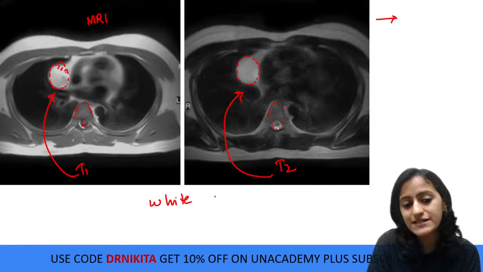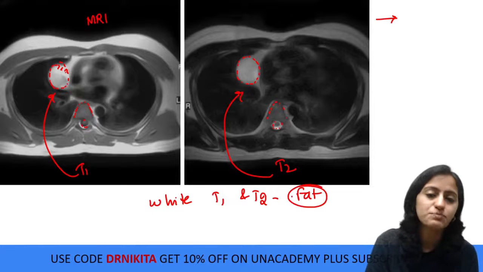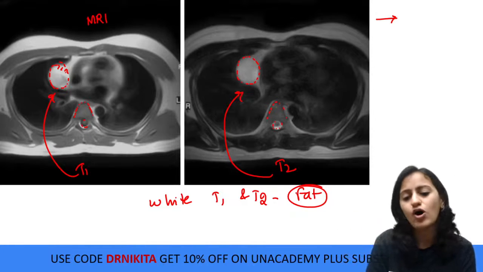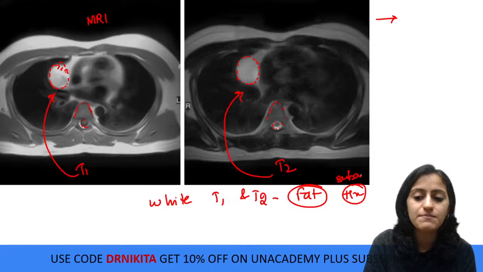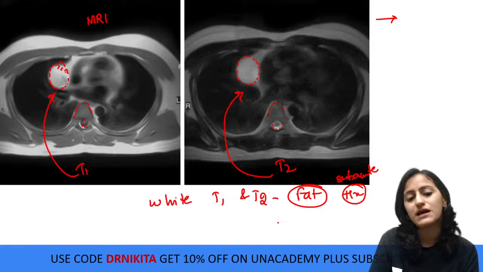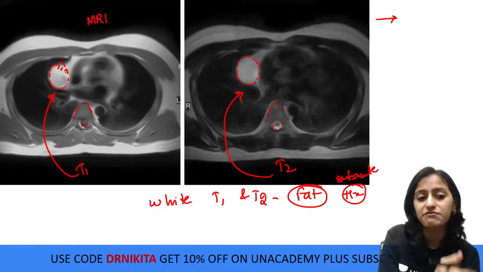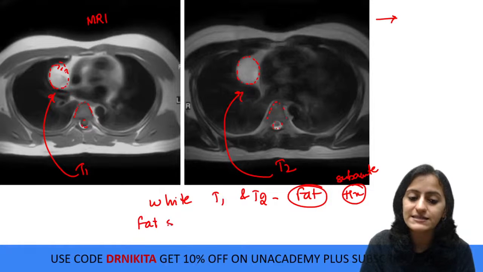So what is white on both T1 and T2? That is your fat. The most important thing we think of is fat, or it can be hemorrhage as well. Which stage of hemorrhage? Your subacute hemorrhage is T1 white. So what is the next step that we can do to differentiate whether it is white because of fat or because of hemorrhage? You can take an MRI sequence which is your fat suppressed sequence.